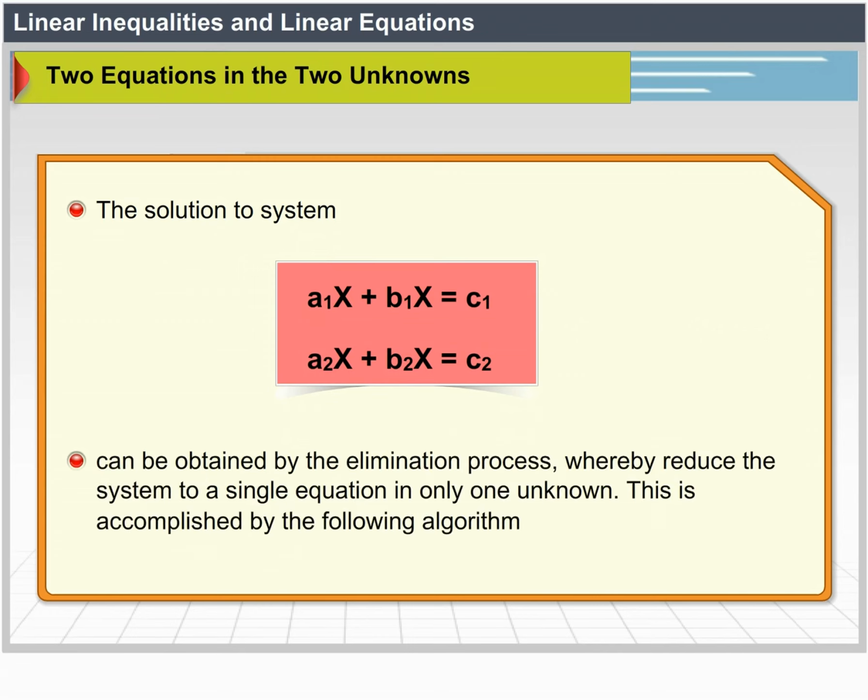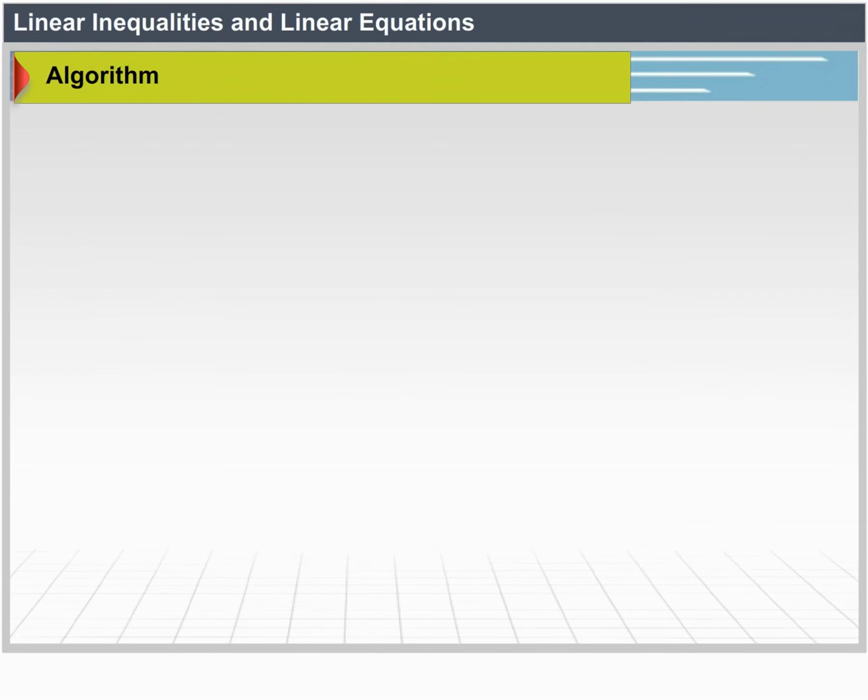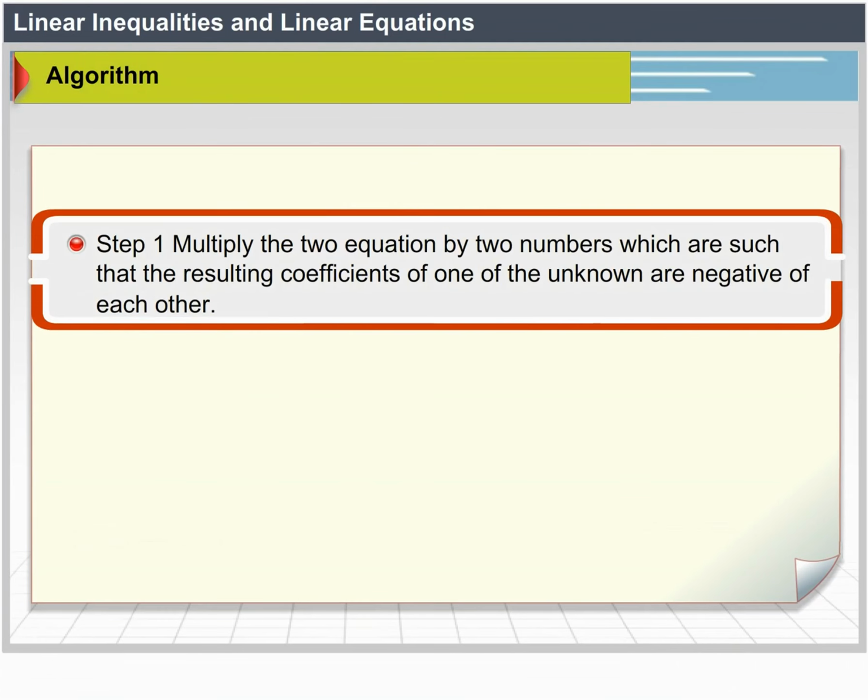The solution to the system a1x plus b1y equal to c1, a2x plus b2y equal to c2 can be obtained by the elimination process, whereby we reduce the system to a single equation in only one unknown. This is accomplished by the following algorithm. Step 1. Multiply the two equations by two numbers such that the resulting coefficients of one of the unknowns are negatives of each other.